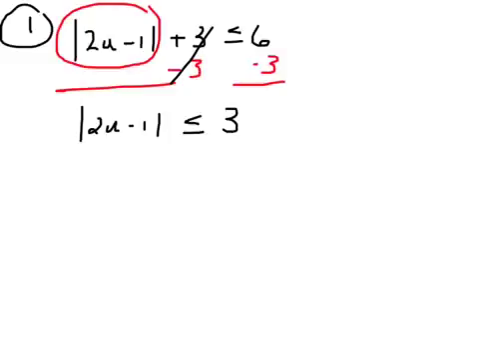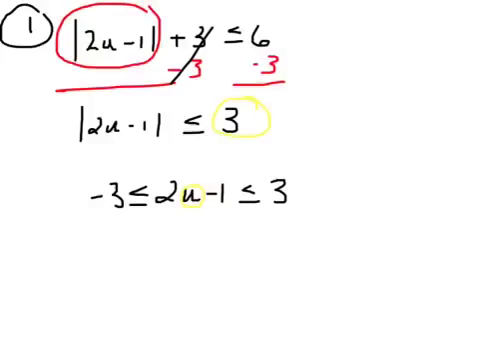All right, since the absolute value is less than or equal to 3, the distance we're talking about with this expression is less than or equal to 3. If you remember on these, you just take what's inside the absolute value and you sandwich it in between the positive and negative number that's right here. Then we just solve for the variable u.